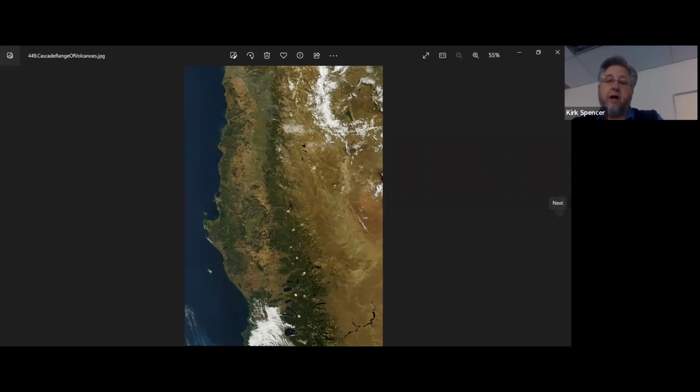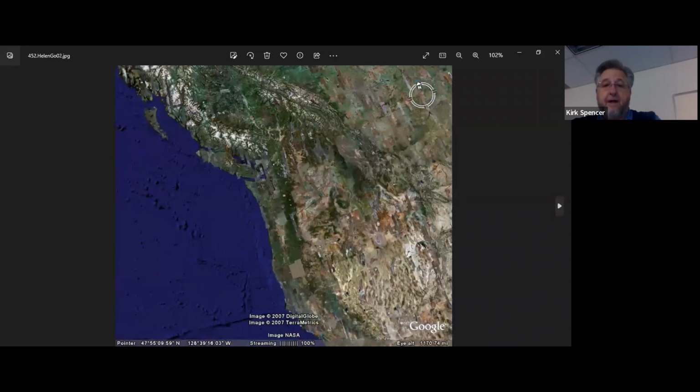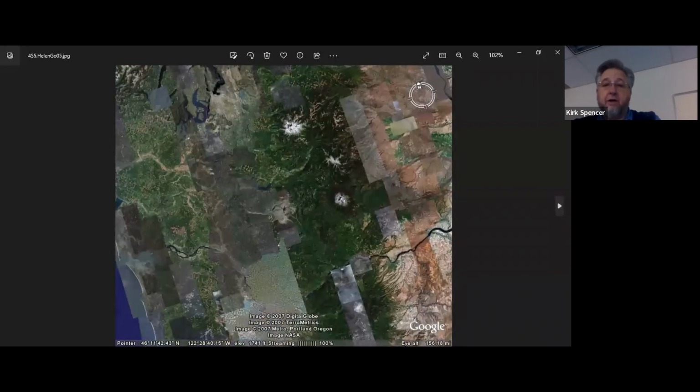And some of the volcanoes in the Cascade Range are, of course, Mount St. Helens, which we'll look at, but also Mount Rainier and Mount Hood, Mount Shasta, and so on. All right, so in Google Earth, I can take you down to Oregon, Washington, Northern California, and you can see the Cascades here.